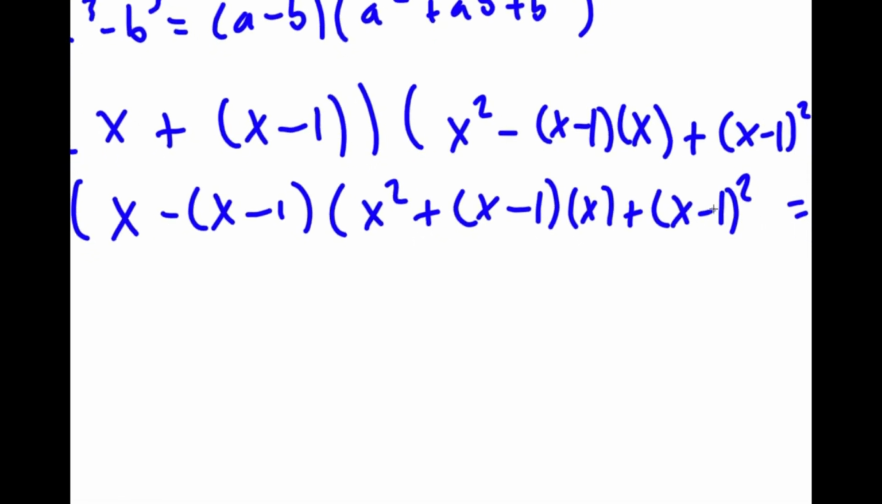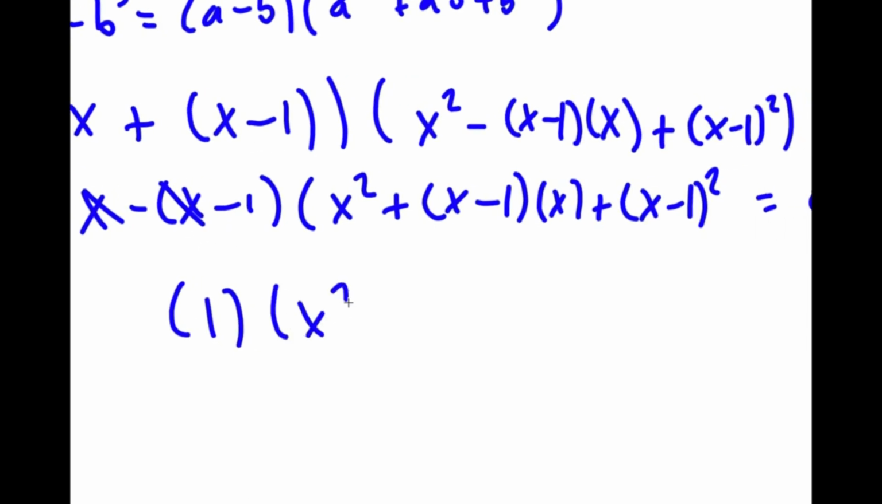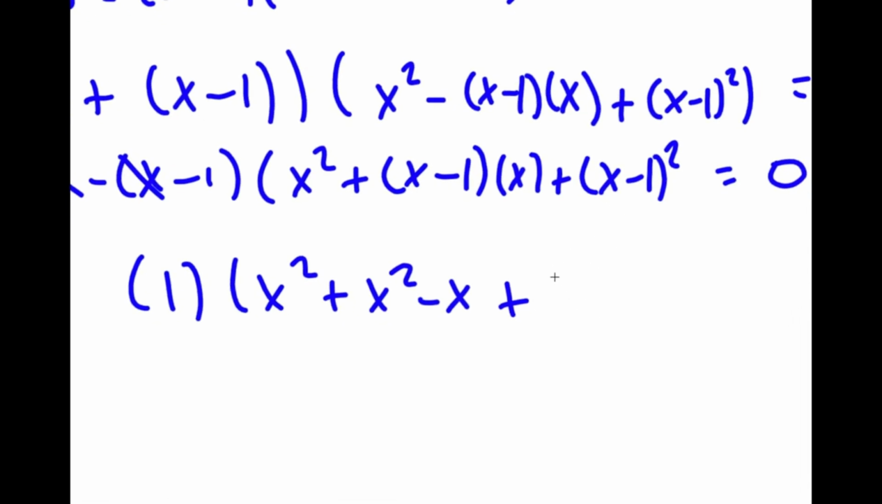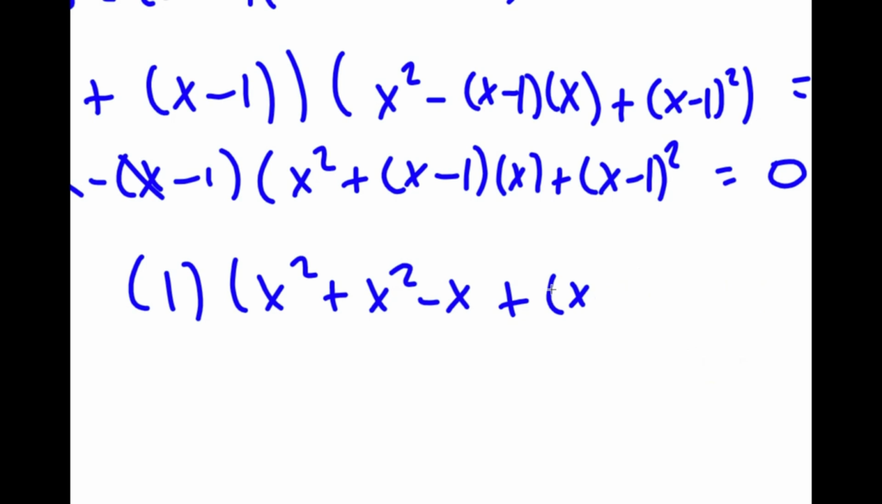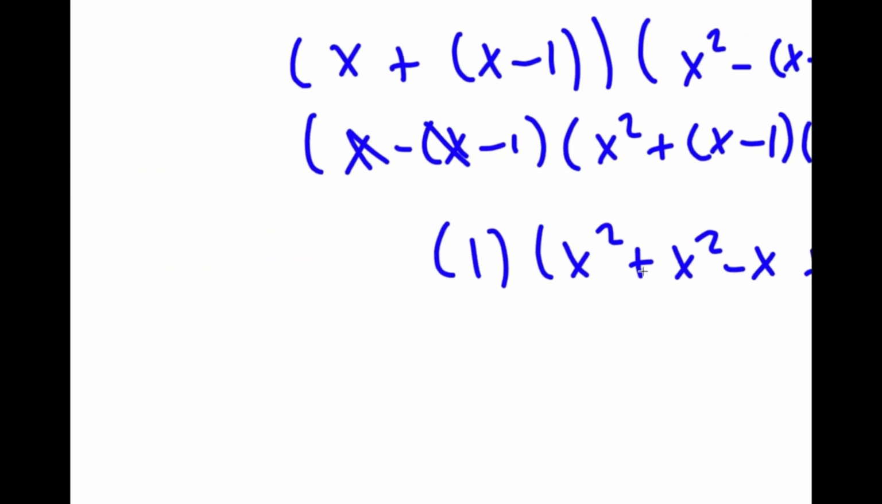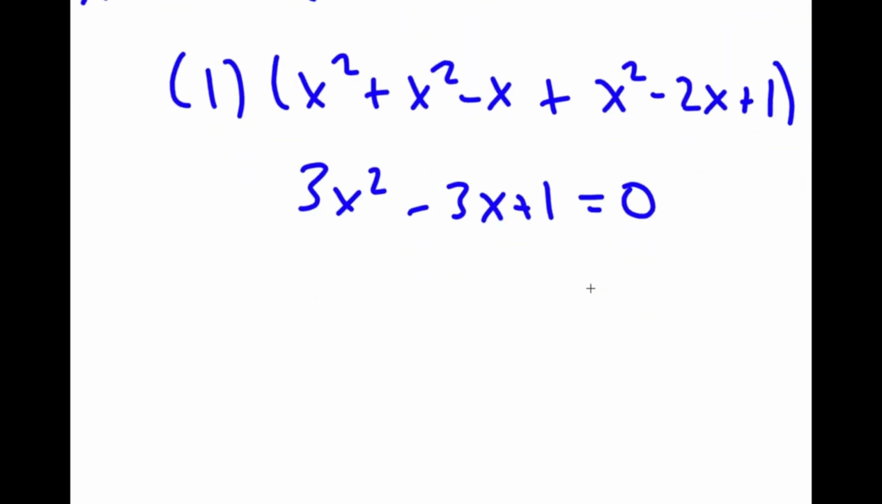So let's first start with this here. So x minus 1, these two x's cancel out. So I'm simply left with positive 1 times x squared plus x squared minus x plus x minus 1 squared. This is equal to x squared minus x plus 1, which is x squared minus 2x plus 1. So we have 3x squared minus 3x plus 1 is equal to 0.